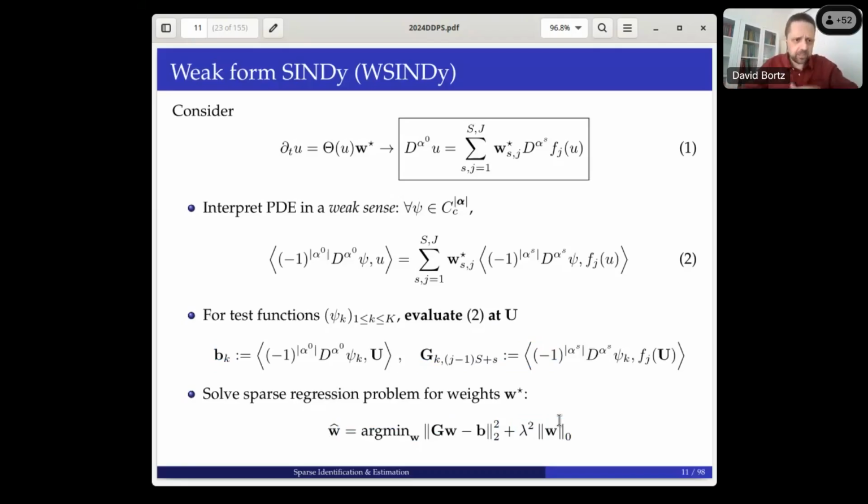Okay. Are there any quick questions so far before? Because this is sort of the core of what I'm going to build on. Yeah, any questions? You can unmute yourself and ask.